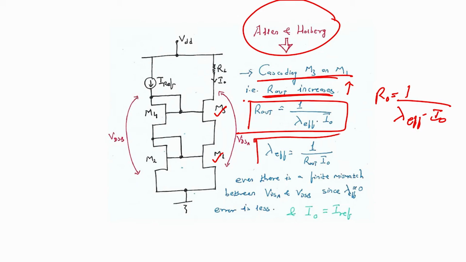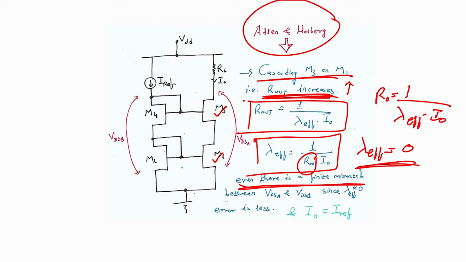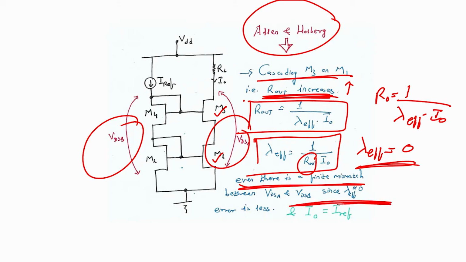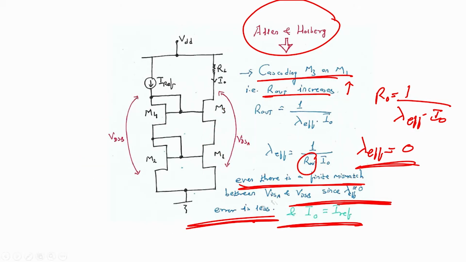So, if that is the formula, lambda effective would be nothing but 1 by R out into IO. Now, R out is extremely high, that means my lambda effective would be close to 0. So, even if there is a finite mismatch between VDS1 or VDSA and VDSB, since lambda effective equals 0, my error is less, and my IO will be equal to I reference. You got it? Super easy, and it makes sense when we discuss like this.